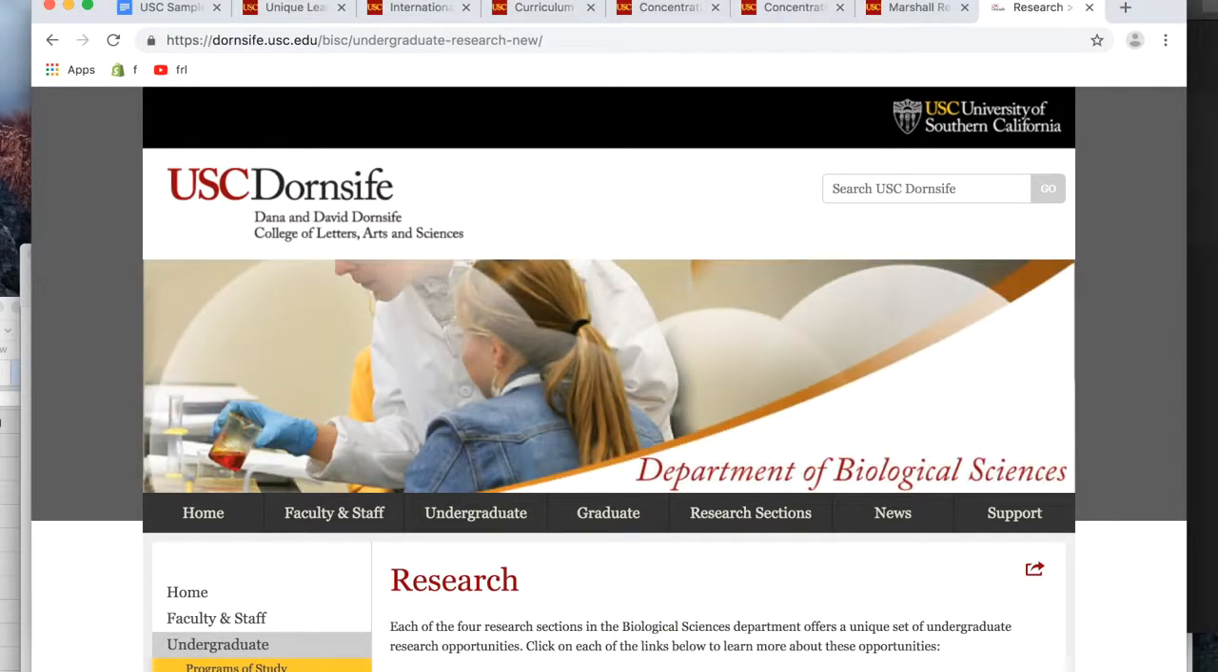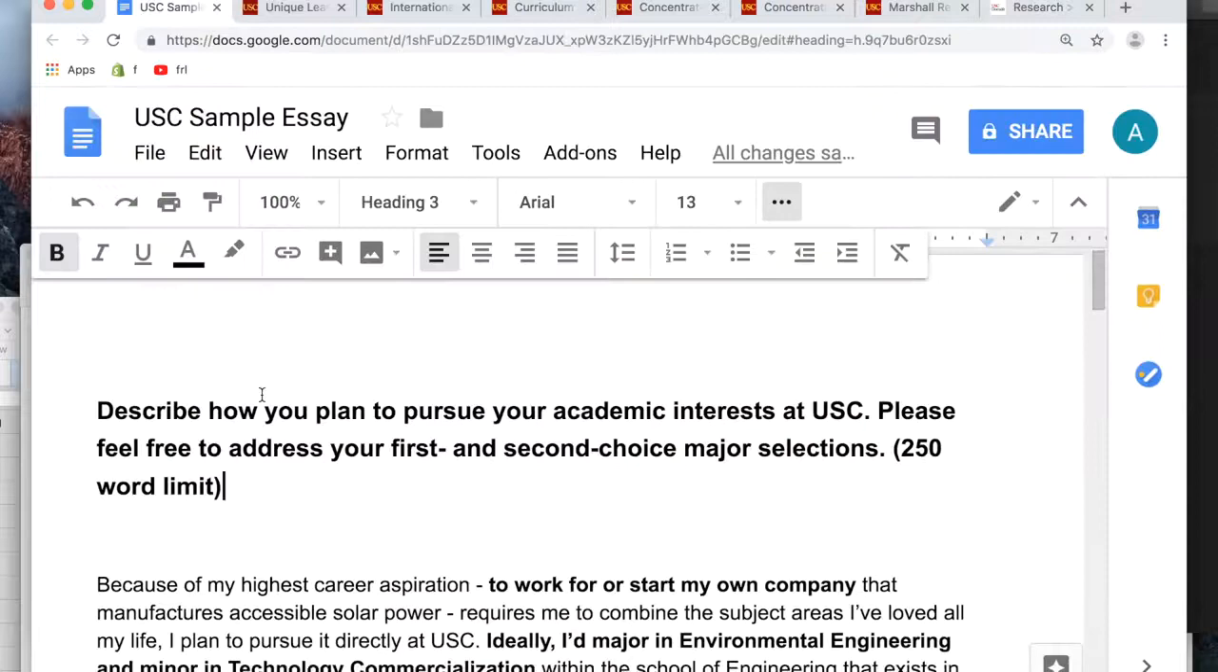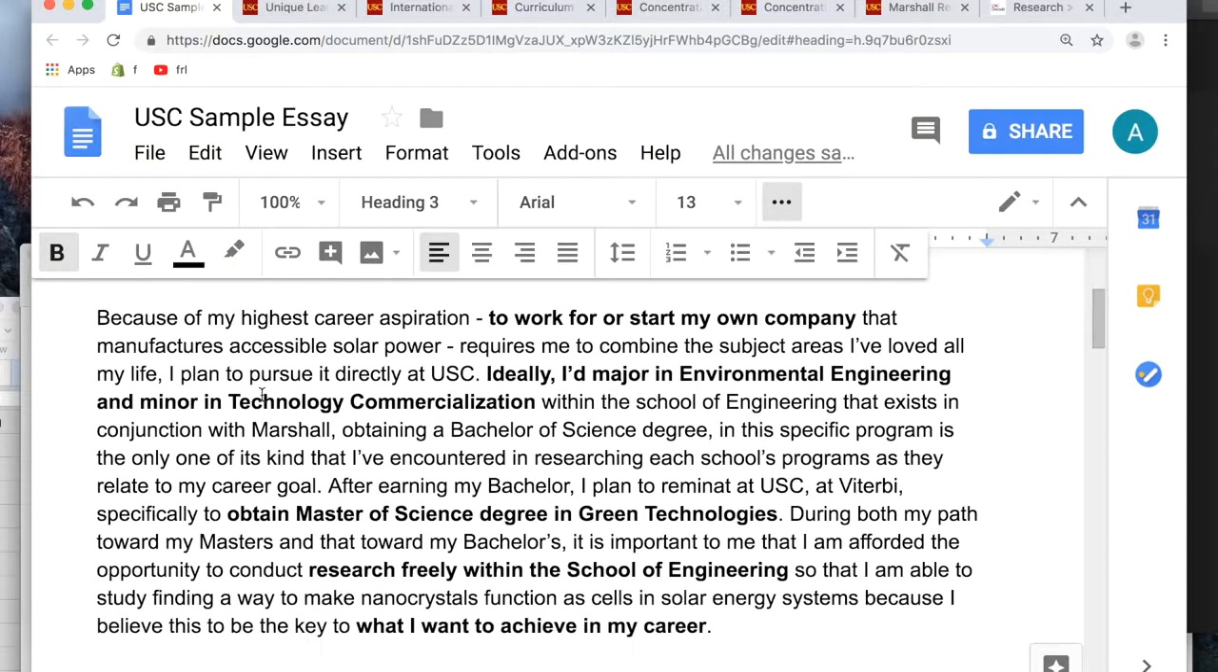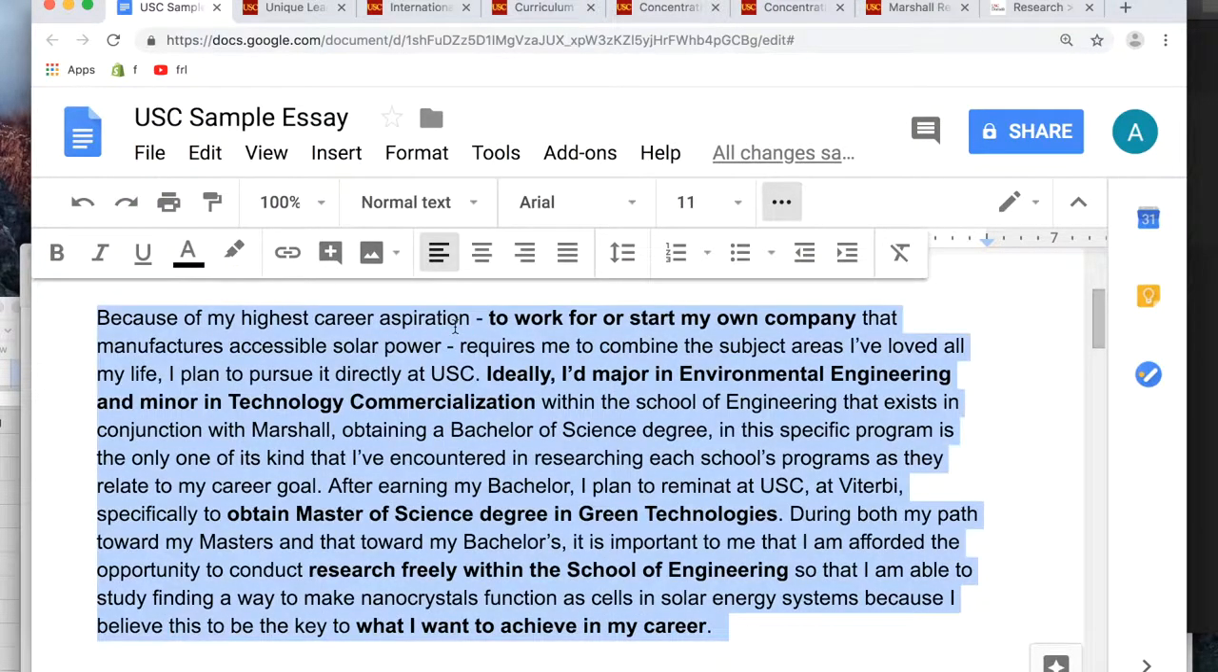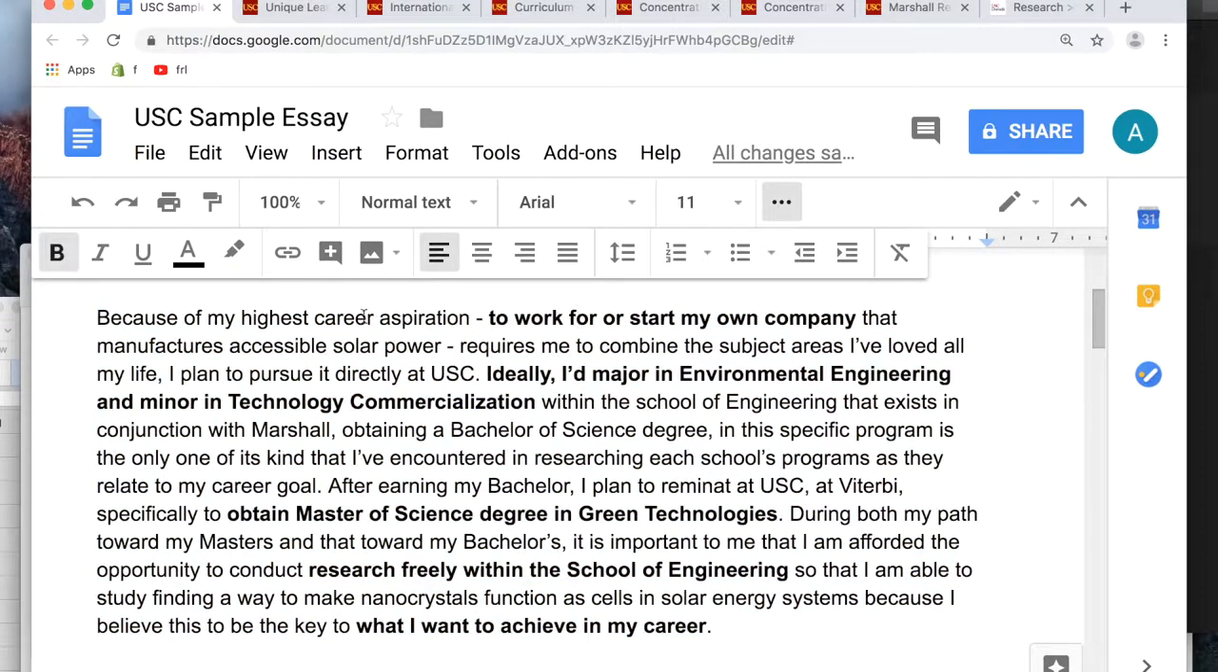So next, let's take a look at a sample essay that a student has done. In this first sample essay, it is 250 words, so it's very short. The way this essay works is that the student talks about the future goal in the beginning, in just one sentence, and how USC will help her get there. So her goal is to work for or start her own company that manufactures accessible solar power.